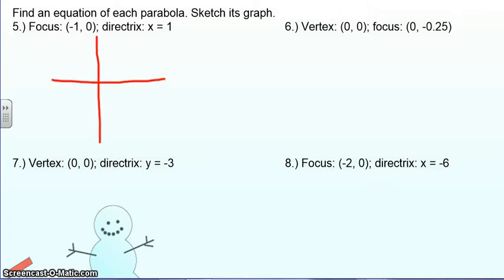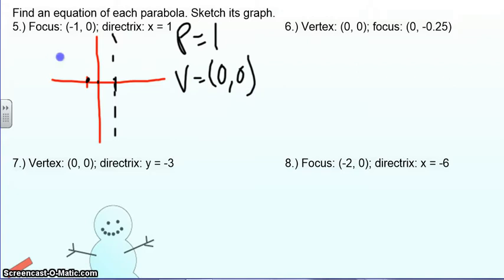It gives me the focus is -1, 0. So I'm going to put a little dot there. And the directrix is at x equals 1. So it'd be right there at 1. Okay, well that means that the p distance is a distance from the vertex, and it has to be the same. So p is the distance from the vertex to the focus and from the vertex to the directrix. So p has to be 1, and the vertex has to be at 0, 0.